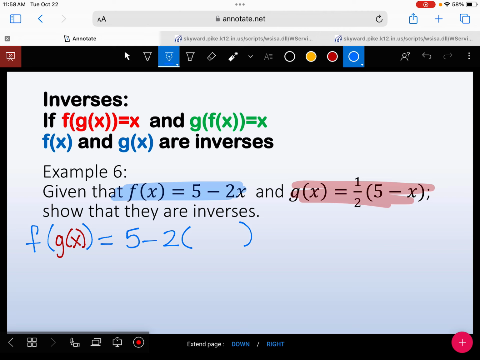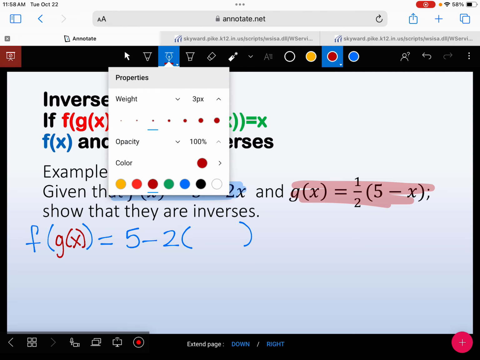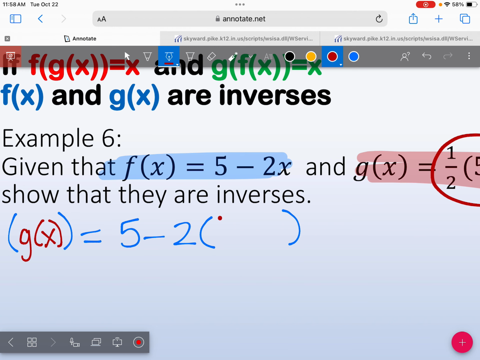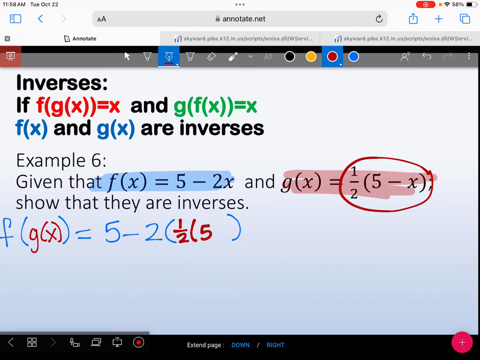Now inside of the parentheses, what am I going to put? Inside of the parentheses, we're going to drop in this right here. So I'm going to put that whole thing on the inside. So I have 1/2 and then 5 minus x.